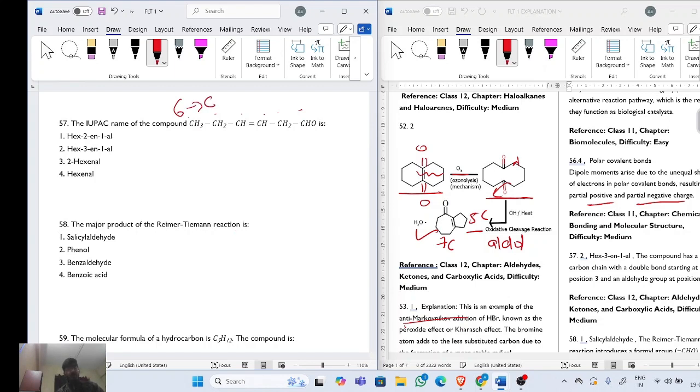Now we have to start the numbering. We know numbering will start from the position from where the functional group will get the lowest number. So numbering will start from this side: 1 2 3 4 5 and 6. Now we can directly write the name. There are 6 carbons, meaning hex. Now double bond on the third position, meaning 3-ene, and aldehyde, al, on the first position, so option number 2 is our correct answer.